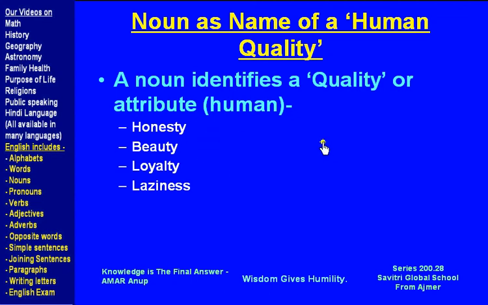He works honestly. Here honestly is an adverb which tells about the verb, how he works. So an adverb tells about a verb. You can learn more about adverbs in our lecture on adverbs, but here honesty, or beauty or loyalty, these are nouns.